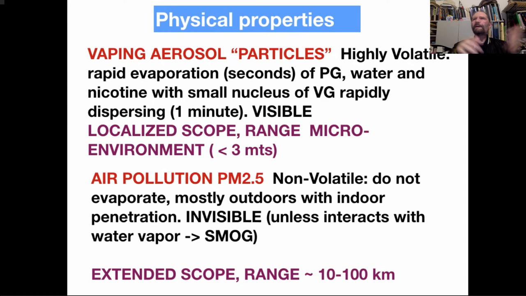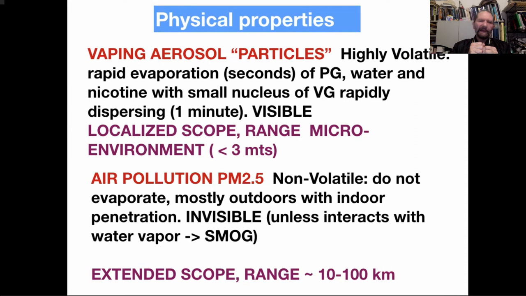Now, we have to consider that vaping aerosol is visible. Visibility comes from the way that light is dispersed in the aerosol, and liquid particles do not absorb; rather, they disperse the light, right? And it has a localized scope. It's a microenvironment. It is undetectable at 2 meters of distance, and one minute after the puff, it's completely undetectable. Not even in picograms will you see it.